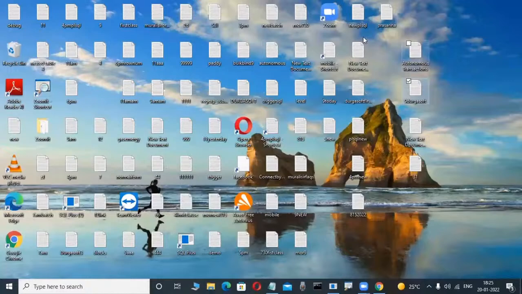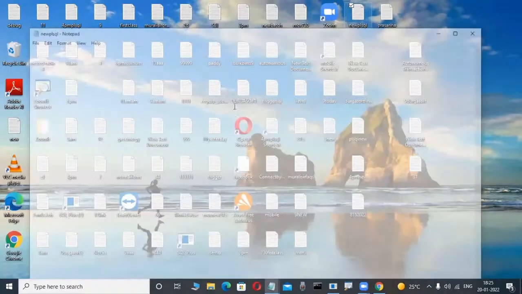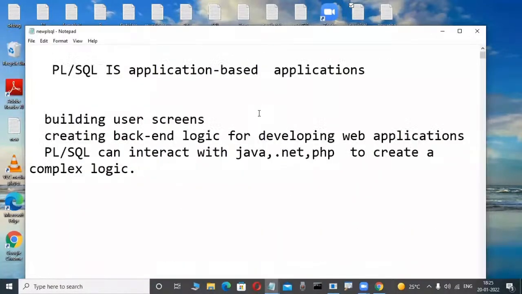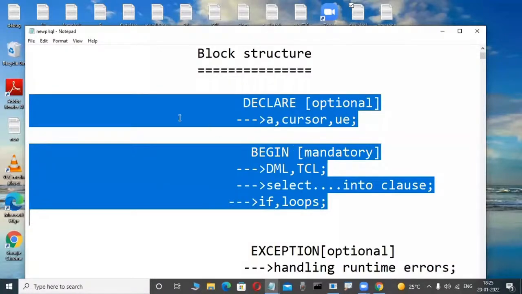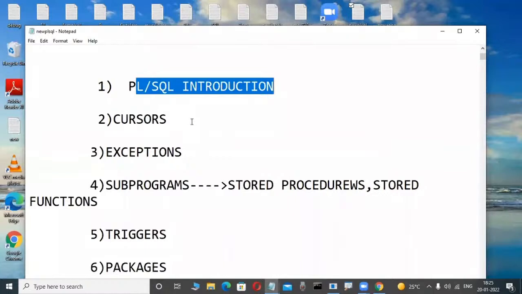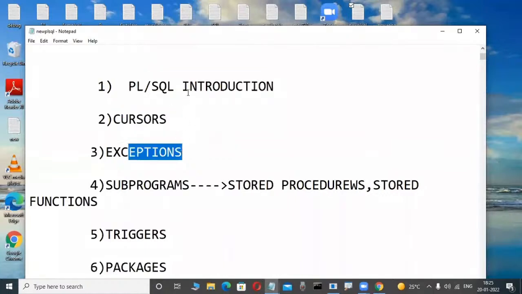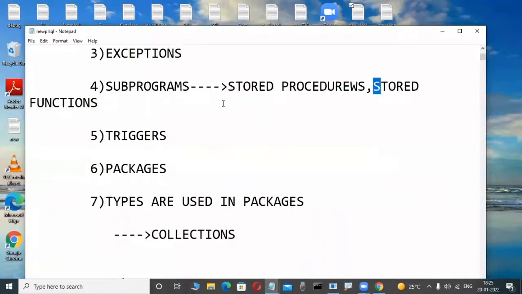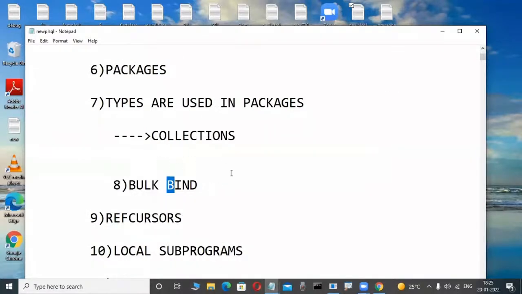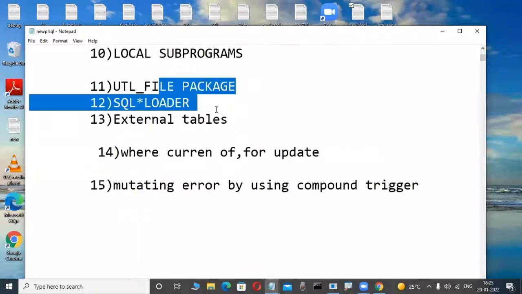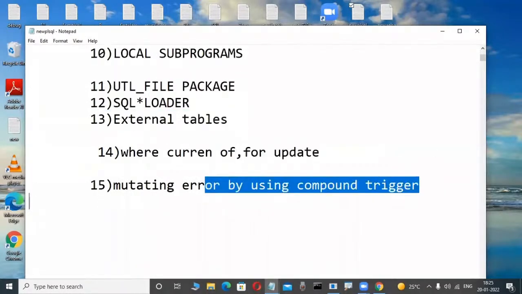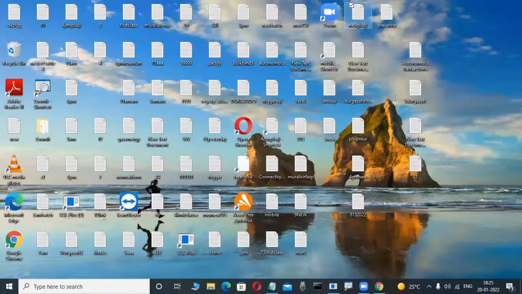Again, PL/SQL means a little bit of coding. Don't be afraid. This is PL/SQL, where you write a little bit of code. In PL/SQL there are cursors, exceptions, stored procedures, stored functions, triggers, packages, types, collections, bulk bind, local subprograms, UTL file packages, SQL Loader, external tables, so many things like this. There is so much syllabus.